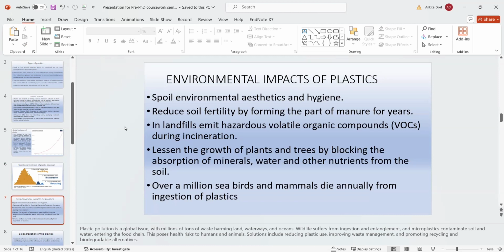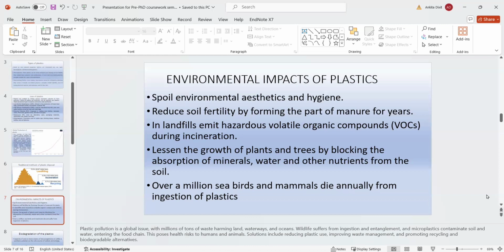In landfills, it emits hazardous volatile organic compounds during the incineration. It lessens the growth of plants and trees by blocking the absorption of minerals, water, and other nutrients from the soil. Overall, a million seabirds and animals die annually from the ingestion of plastic. So this plastic produces a huge amount of pollution in the environment.